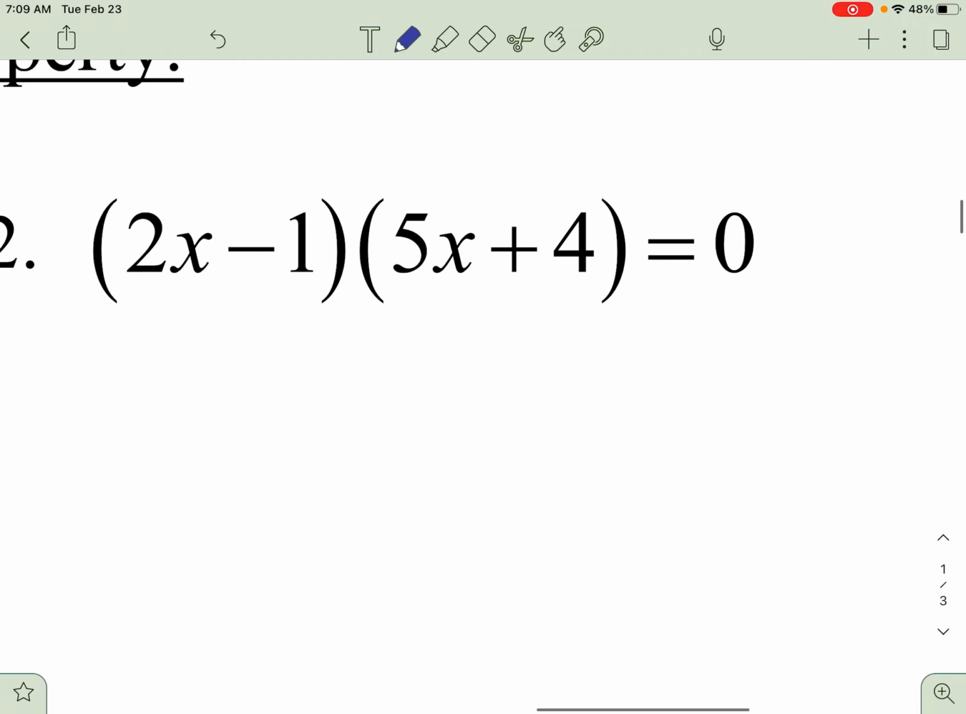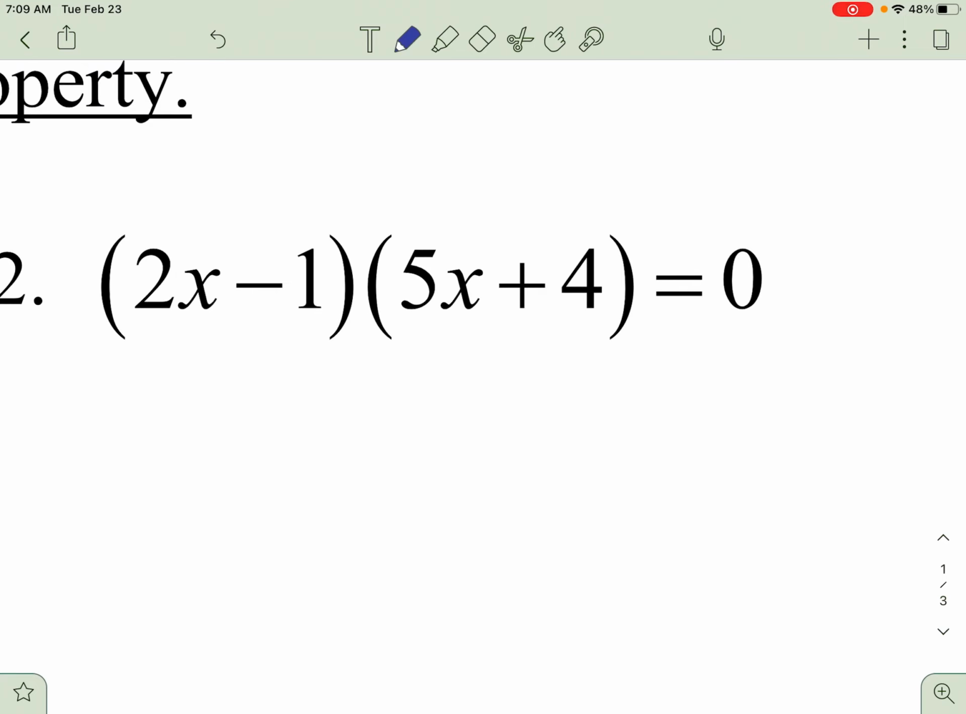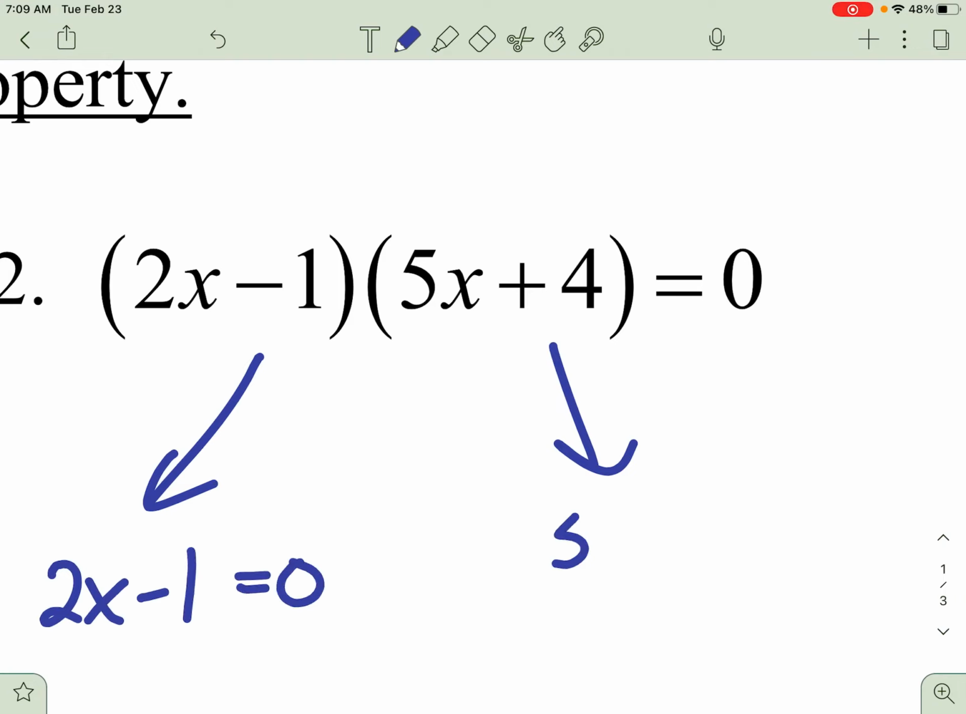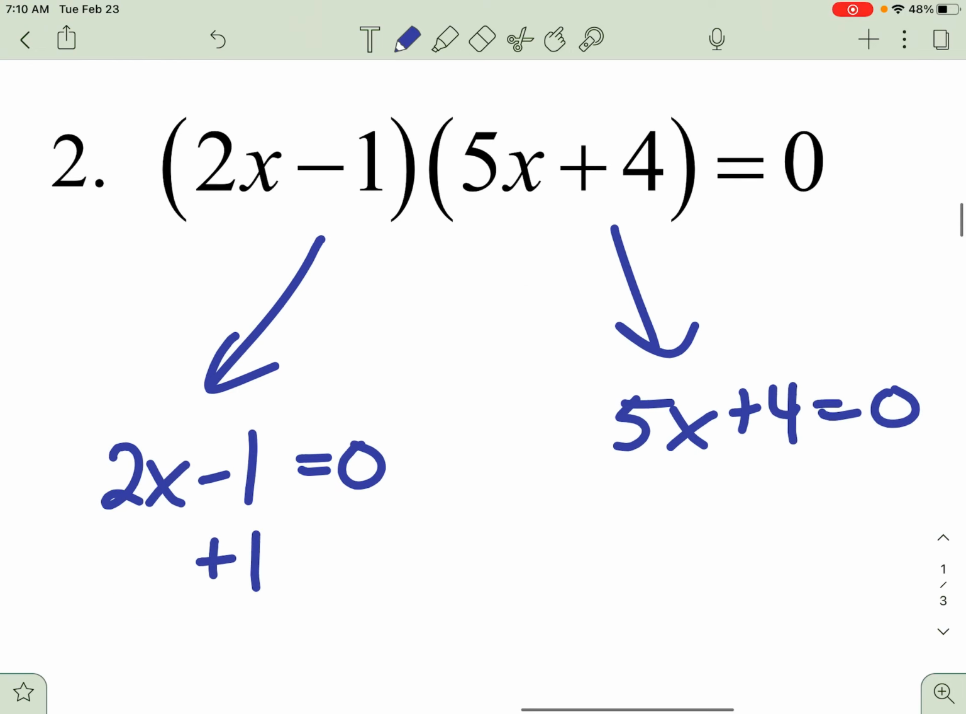Same thing for number 2. Sometimes you're going to have a messier trinomial. That's okay. We're trying to solve for x. So 2x minus 1 equals 0. 5x plus 4 equals 0. And then just solve the simple equation, just like you've done previously.